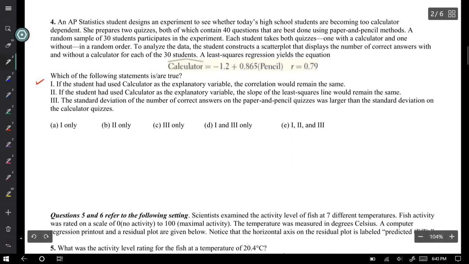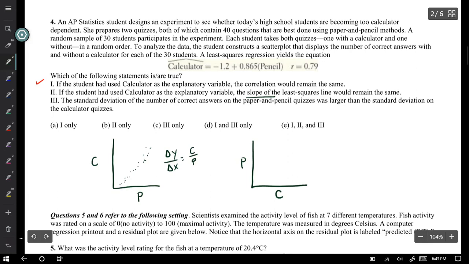But let's look at an example for this. If I do one based off of calculator up here and pencil down here, it's got a negative y-intercept, a positive slope, so I'll just do this. And what if I flip them? So I put the pencil here and the calculator here. Is the slope going to be the same? Well, slope is delta y over delta x. So this is the calculator over pencil.